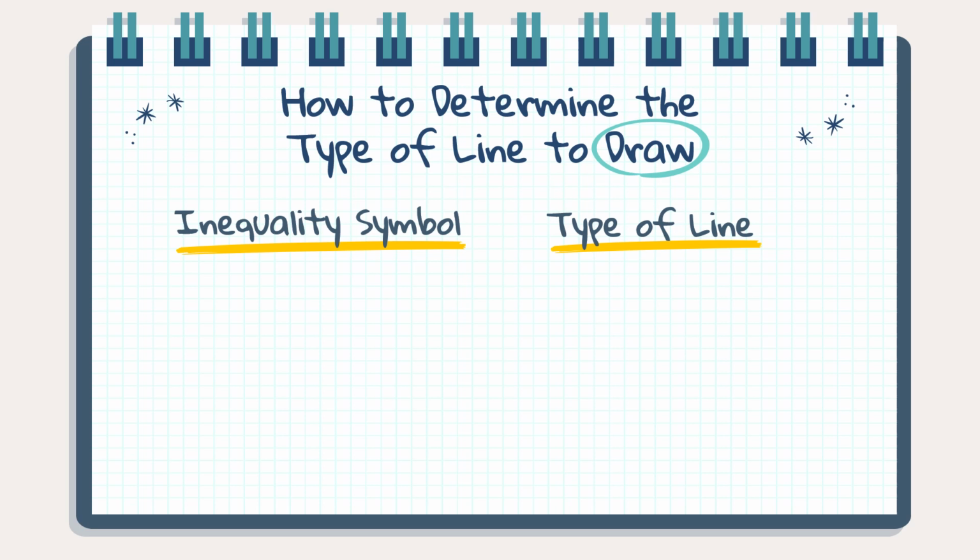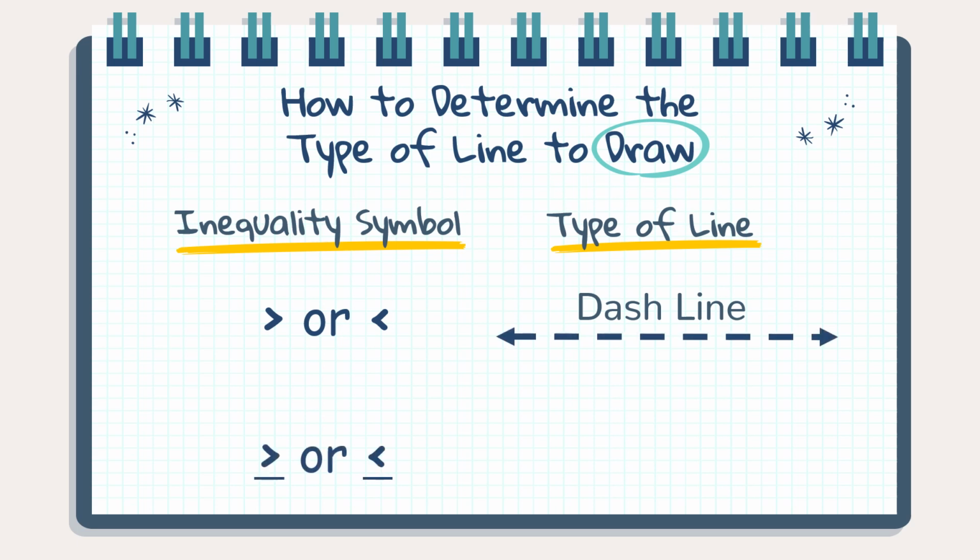So how are we going to determine the type of line to draw? Just like what I had mentioned a while ago, it depends upon our inequality symbol. If we have greater than or less than, we are going to draw a dashed line. That is a dashed line. And if the inequality symbol given is greater than or equal to or less than or equal to, we are going to draw a solid line, similar to linear equations.